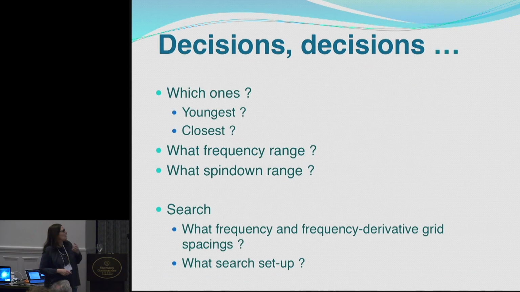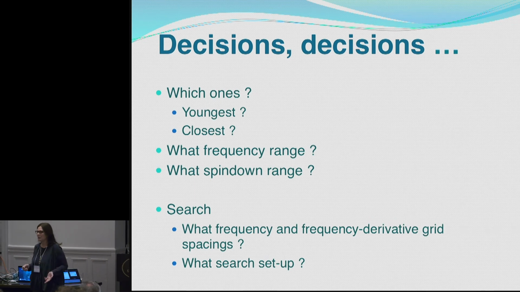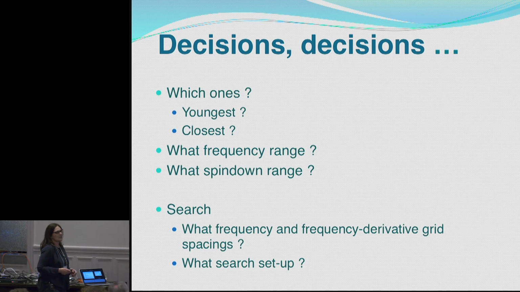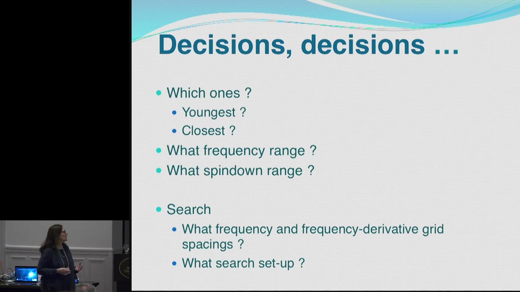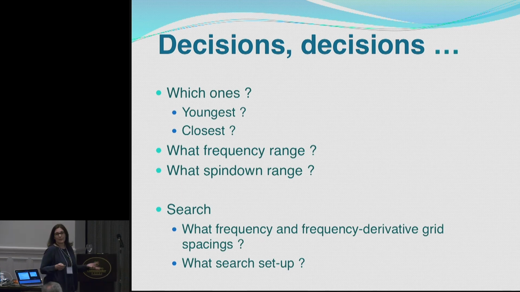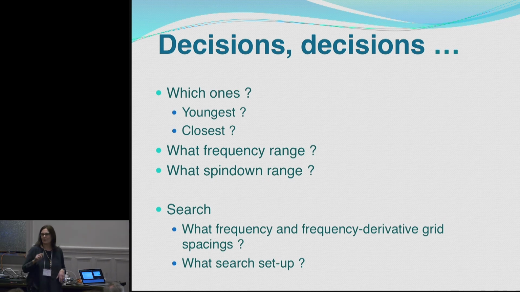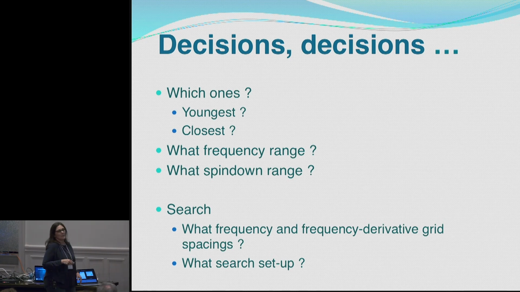Generally speaking, though, we have to make decisions. Which targets do we pick? Do we go for the youngest, which in principle you would expect a higher spin down, so higher possible emission, the closest? What frequency range, what spin down range? Do we trade breadth for depth? Because forget not, we are operating at a fixed computing budget. And how do we set up the searches? That's another question.